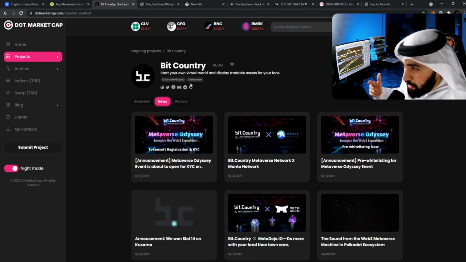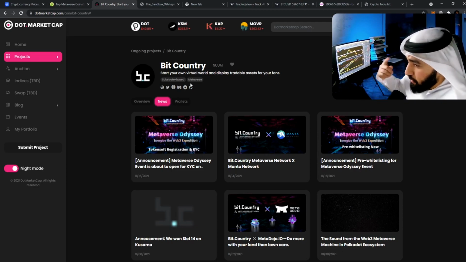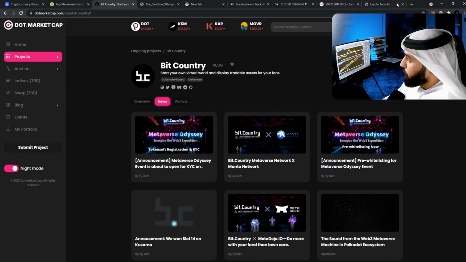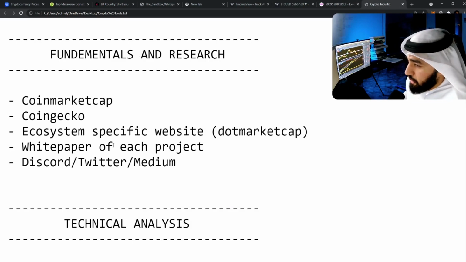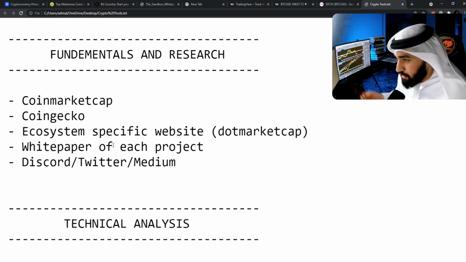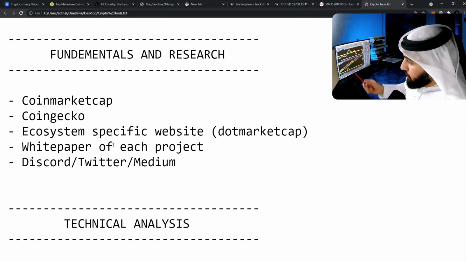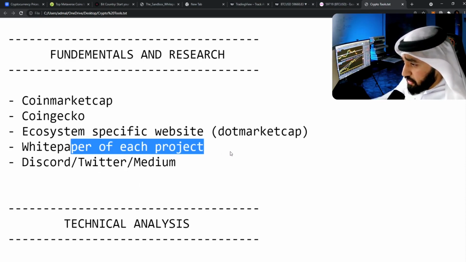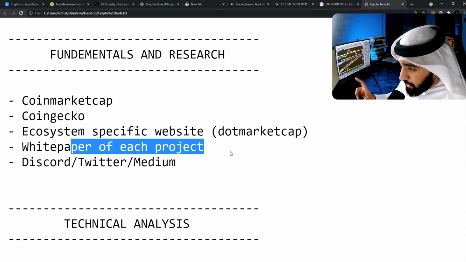So you see how I'm thinking here? You see the process of my thoughts? This is how I think when I see a project. Okay, let me go back to the crypto tools. Doing my research, I go to CoinMarketCap, I go to CoinGecko, I look at the ecosystem specific website, which in this case is the BitCountry example. We looked at the market cap and we found that coin. Then we went and read the white paper of each of the projects, looked at the team behind it, the business model, the tokenomics, and whether there's a vesting schedule. Vesting schedule, as we said, affects the diluted market cap. And by maximum supply, you look at the token economics, basically, whether it's a deflationary model.